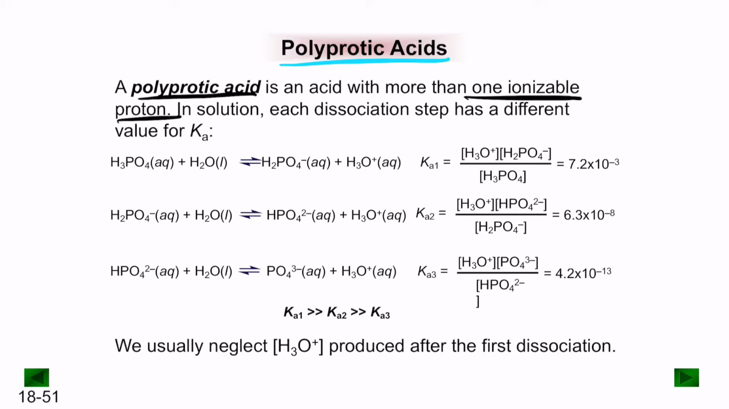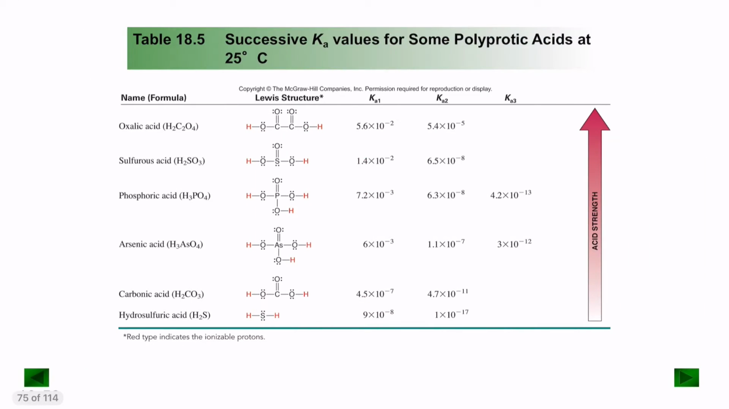Each ionizable proton, as it goes away, decreases the acid dissociation constant to a really small value. The first proton has a value of 7.2 times 10 to the power negative 3. The second proton has a value of 6.3 times 10 to the power negative 8. And as you go towards the third proton, that value is 10 to the power negative 13, which means that anything after the first dissociation is generally neglected, because it's negligible.